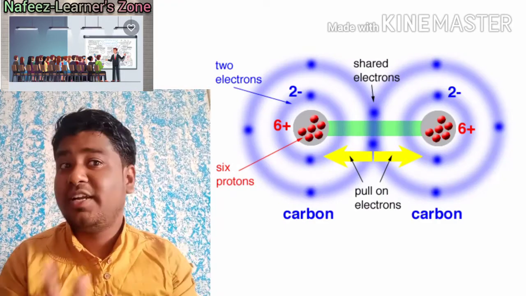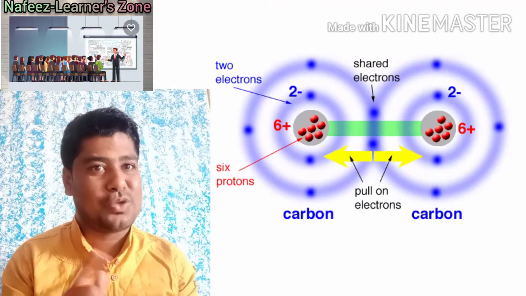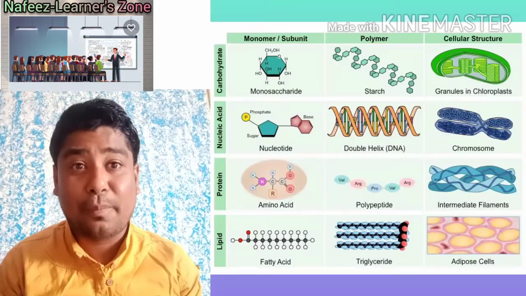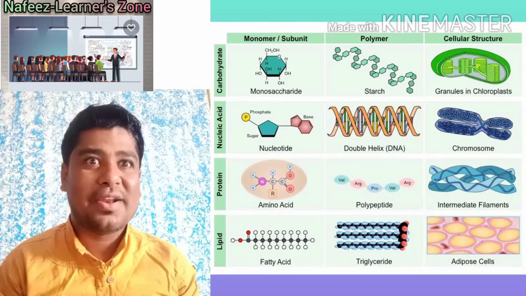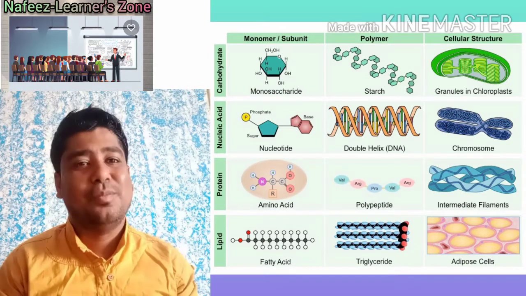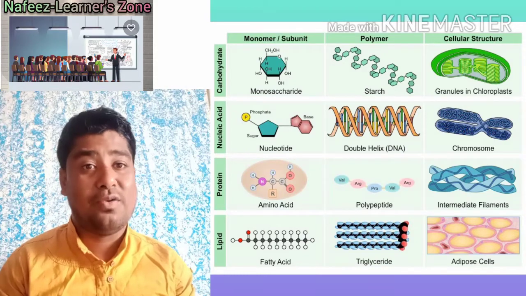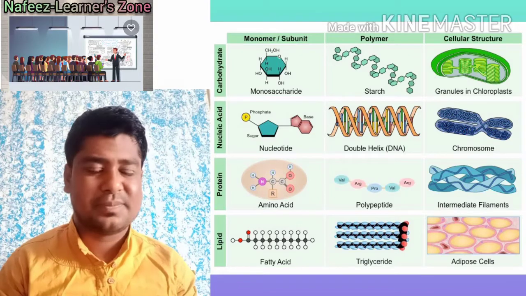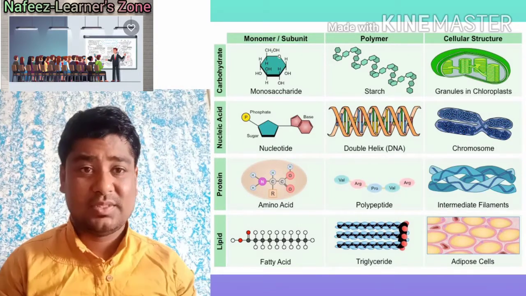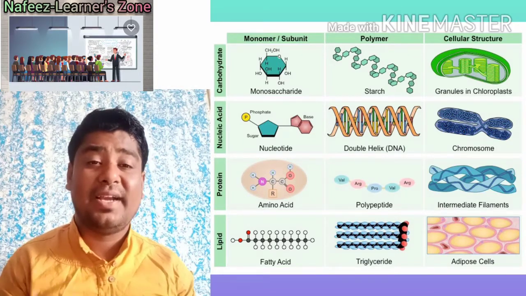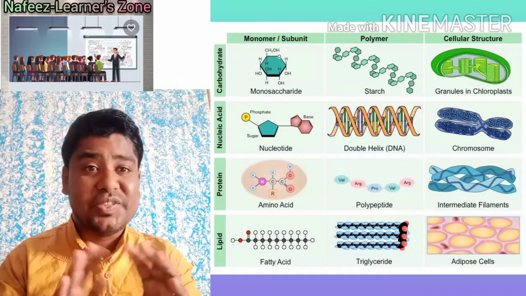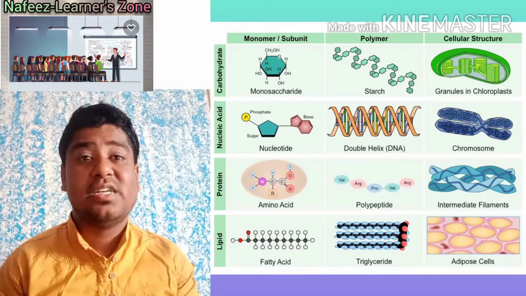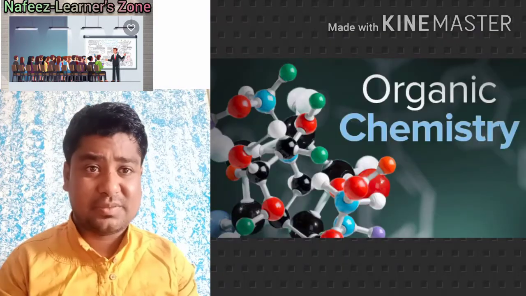Compounds which undergo covalent bonding are known as covalent compounds, and we also call them organic compounds. Why do we call them organic compounds? It's because most of these compounds are found in organic matter, in plants and animals. That is why we call them organic compounds, and the branch which deals with carbon and its compounds, we call organic chemistry.